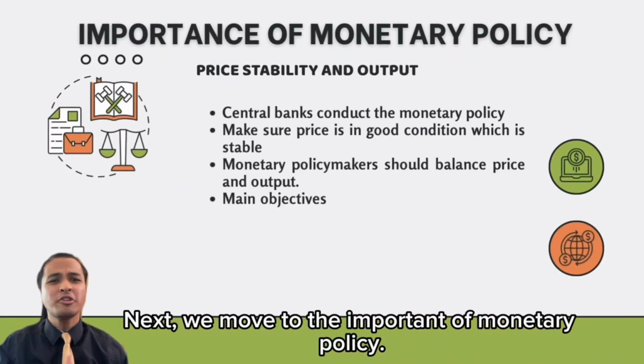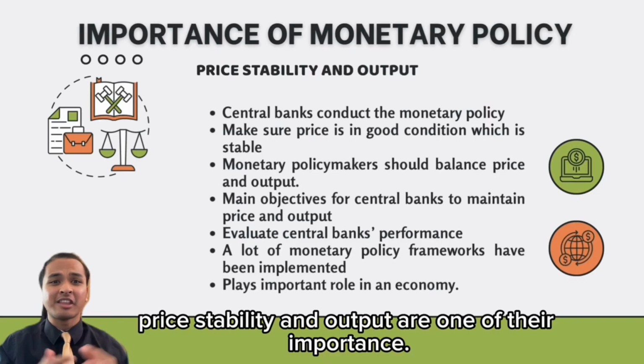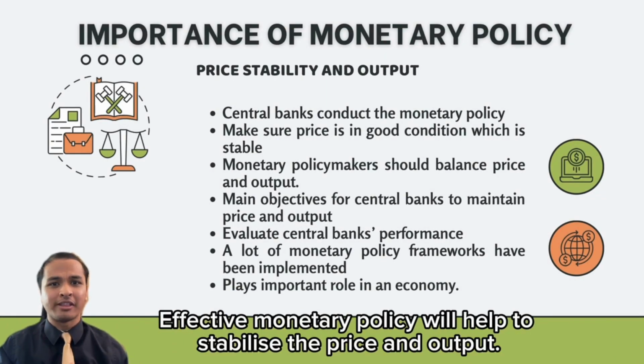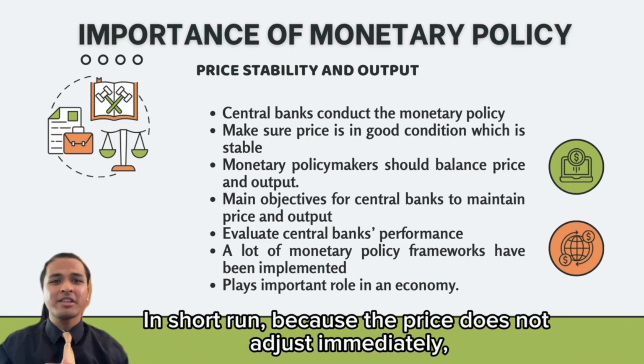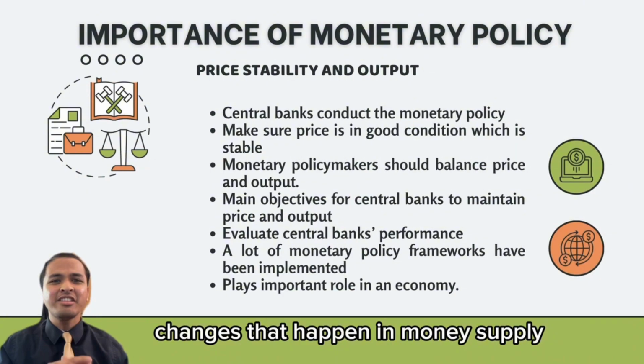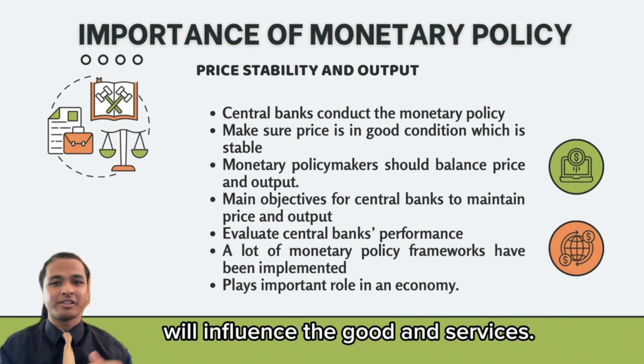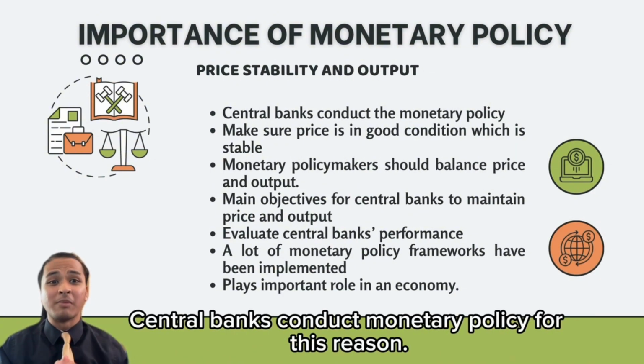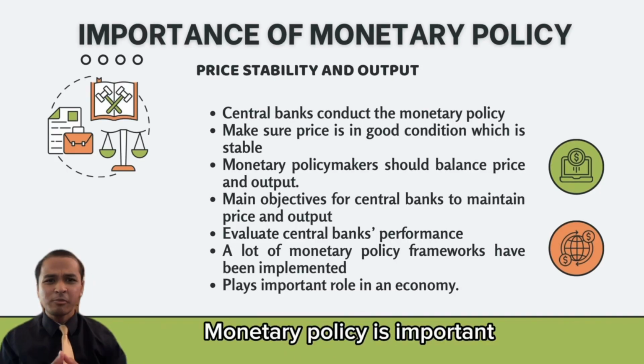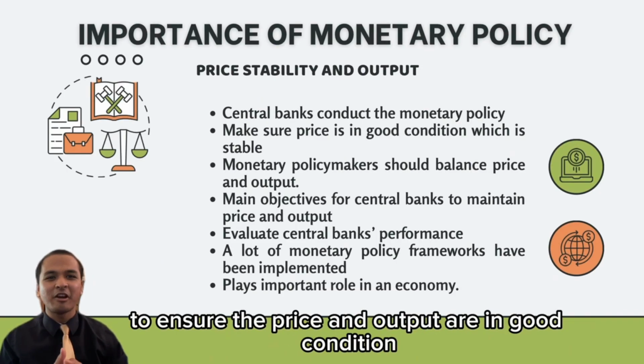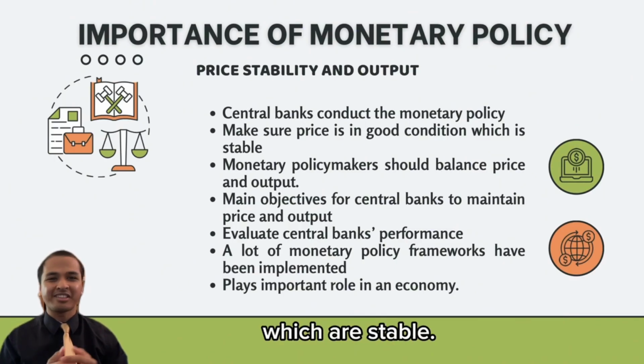Next, we move to the importance of monetary policy. Price stability and output are among its importance. Effective monetary policy will help to stabilize the price and output. In the short run, because prices do not adjust immediately, changes in the money supply will influence goods and services. Central banks conduct monetary policy for this reason. Monetary policy is important to ensure the price and output are in good condition, which is stable.